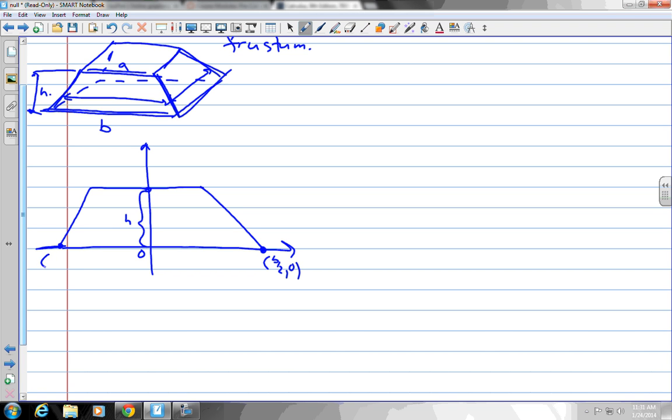This point would be negative half of B, 0, right? Now, how about this point right here? Half of A, well, not 0, but H, right? And here you're going to have negative half of A and H. Okay? So it looks like this is the plan. I'm going to make my slices this way.